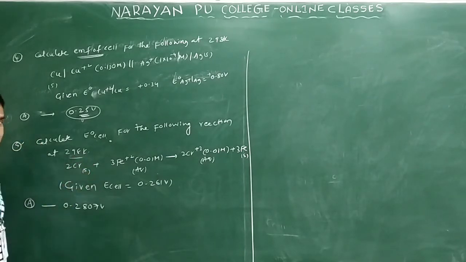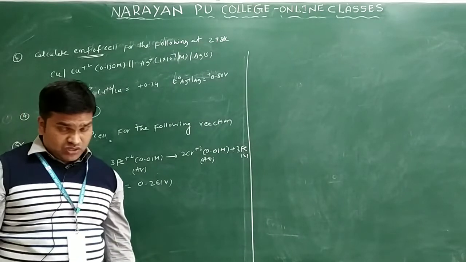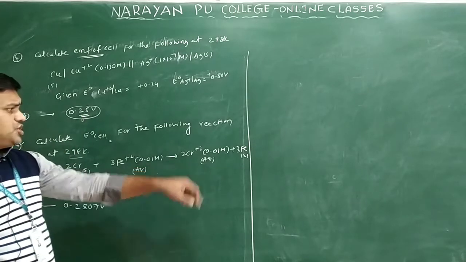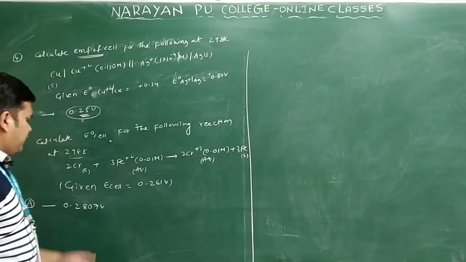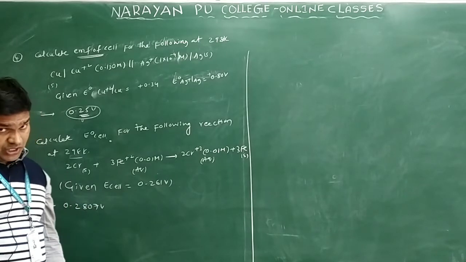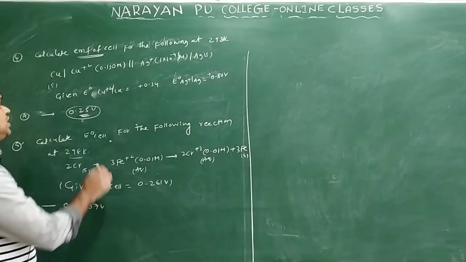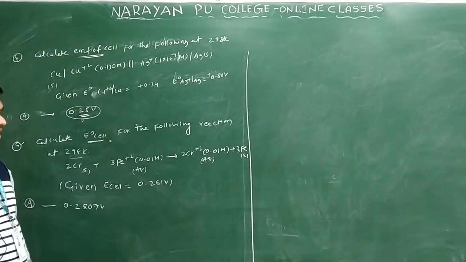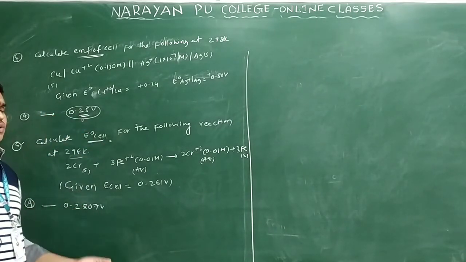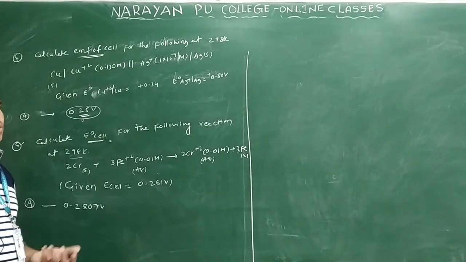The cell reaction is given: 2Cr plus 3Fe+2 with 0.01 M concentration gives rise to 2Cr+3 with 0.01 M plus 3Fe only. Given that E cell is equal to 0.261, they are asking for E naught of the cell. Up to now we have been finding E cell only. If they ask for E naught cell, then you write the formula.